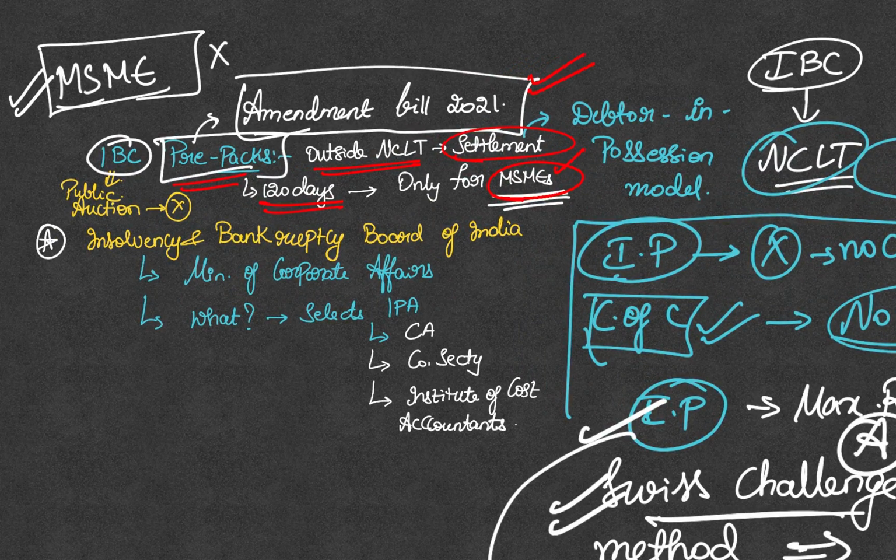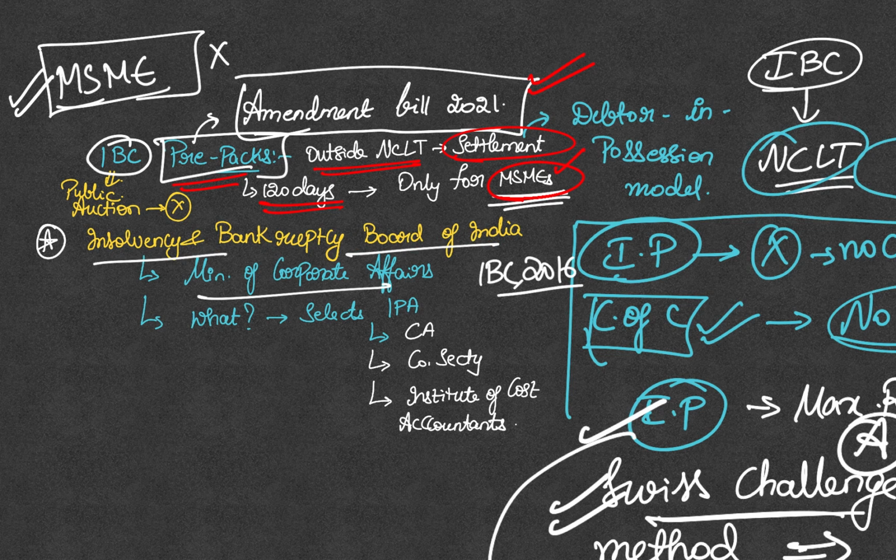So some more information about the Insolvency and Bankruptcy Board of India. So this is as per the IBC 2016, that is the Insolvency and Bankruptcy Code 2016. Basically this is an office which is under the Ministry of Corporate Affairs. So what does it do? It selects the insolvency professional agencies. We are talking about insolvency professionals, right? So these professionals should be certified by certain agencies, or they should pass certain examinations to be certified as insolvency professionals. Now, which organizations are worthy of conducting this examination is decided by this IBBI.